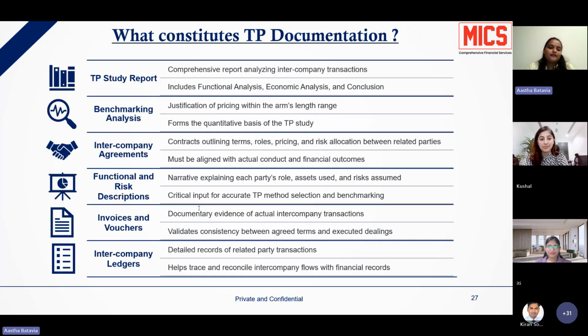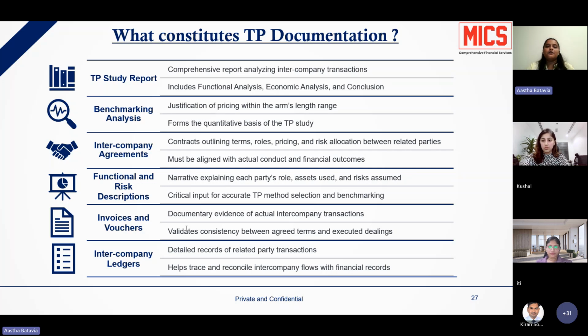So again, we have spoken a lot about the importance of preparing the transfer pricing documentation in advance. Now let's break down what the documentation actually looks like. TP documentation isn't just one report. It's a collection of interlinked documentation and evidence that together justify your intercompany transaction and its pricing. Let's go through each piece.